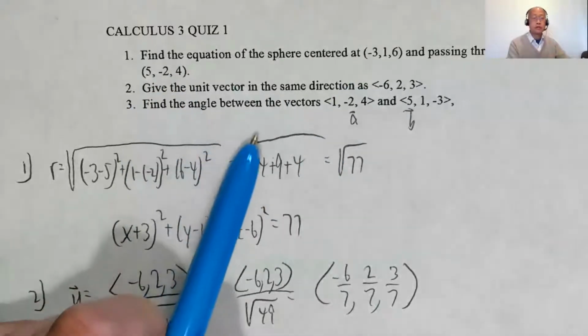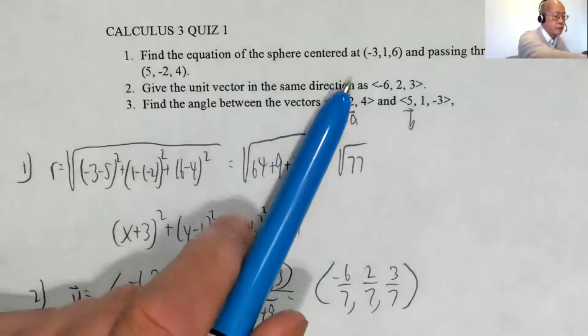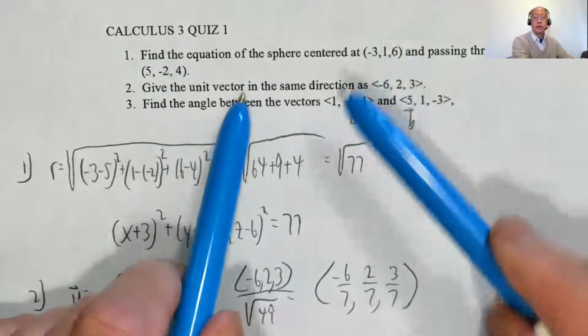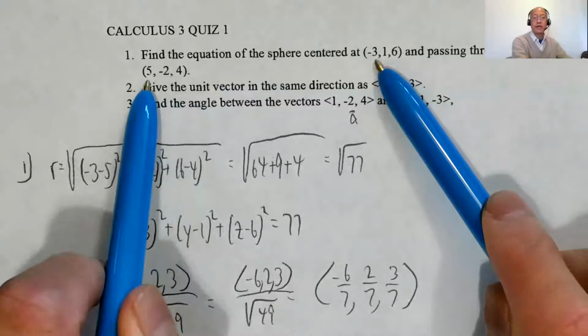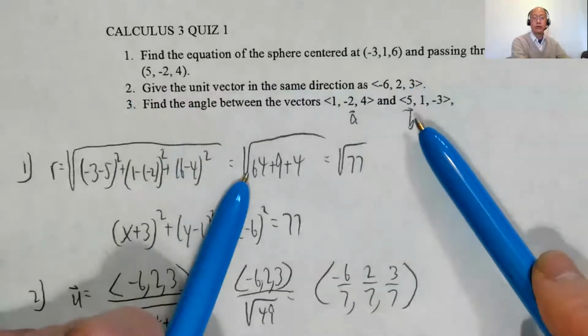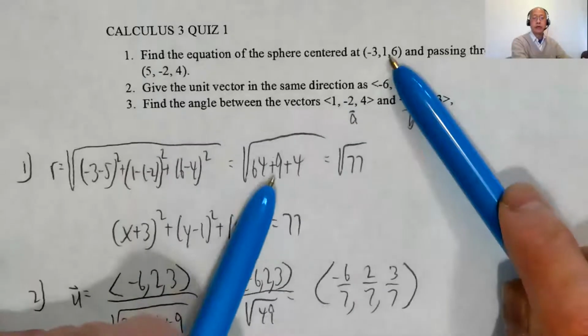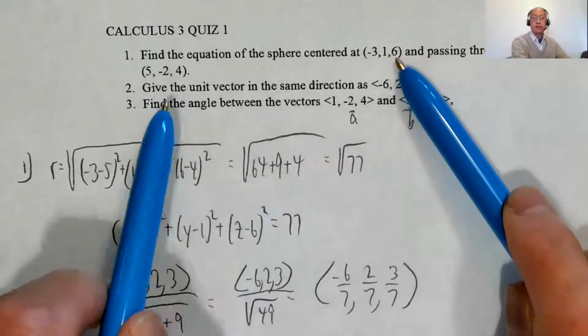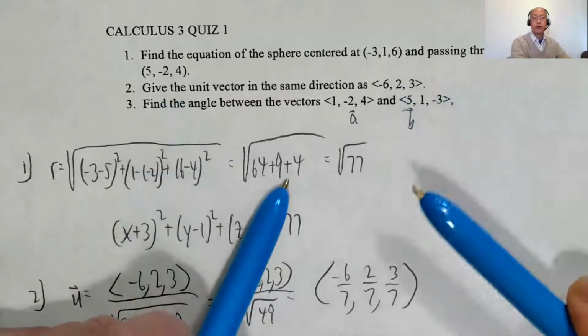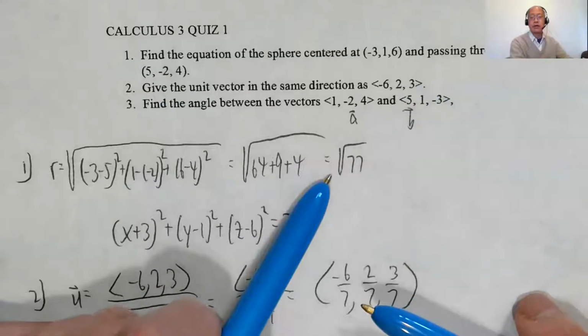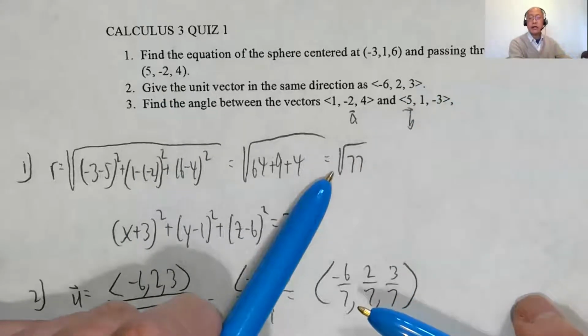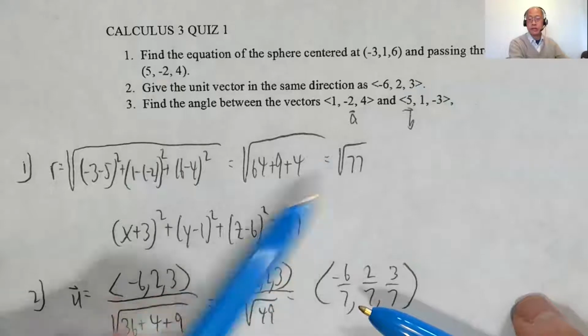Okay, so that's going to be the square root of the difference of each of these components. So -3 minus 5 is -8. Squared, you get 64. 1 minus -2 is 3. Squared, you get 9. 6 minus 4 is 2. Squared, you get 4. So the radius is radical 77. The right-hand side is r squared, so r squared is simply 77.